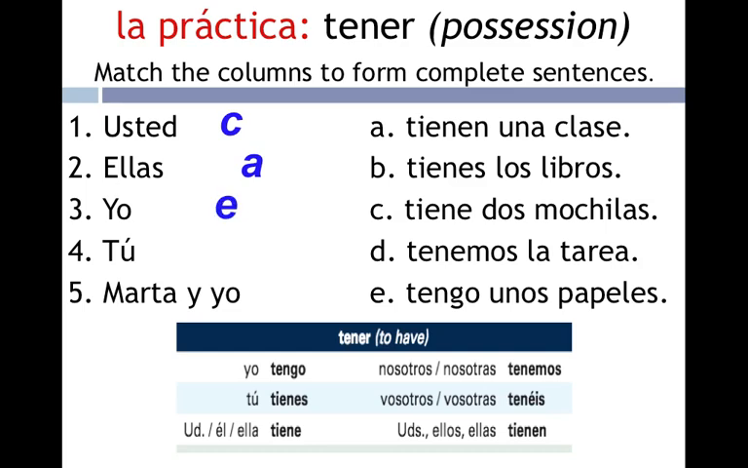Yo tengo unos papeles. I have some papers. Número 4, tú. Tú tienes los libros. You have the books. Y número 5, Marta y yo. Remember where you go with that one. Marta y yo tenemos la tarea.